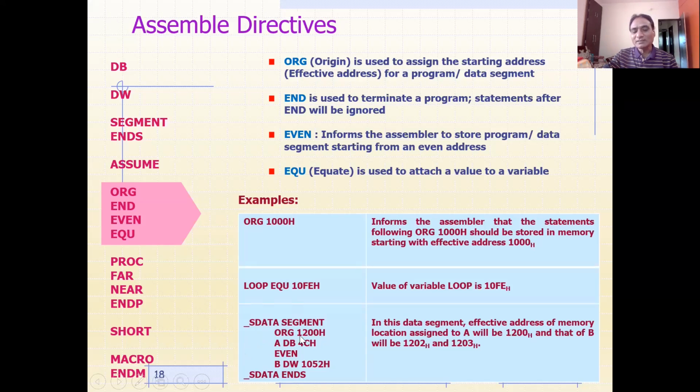Now since origin you have initialized with 1200, this even will ensure that there would be even memory location considered for each and every data variable. You can see 1200 will be the starting memory location. So location for A will be 1200 and location for B will be 1202, because we have used even variable.